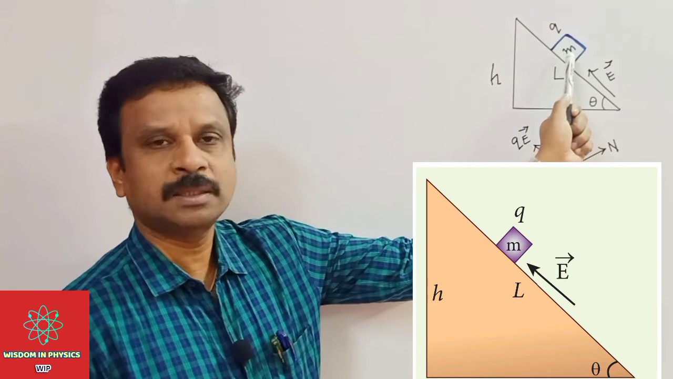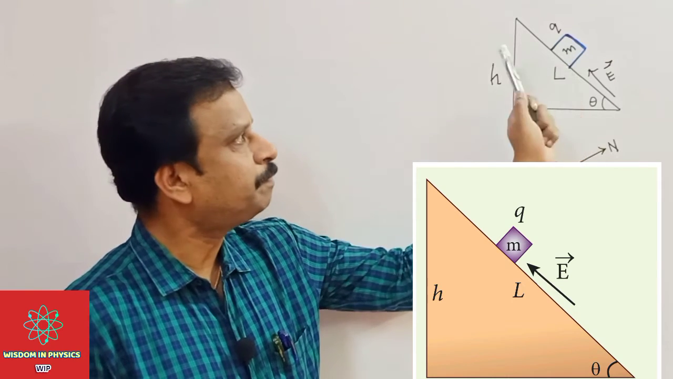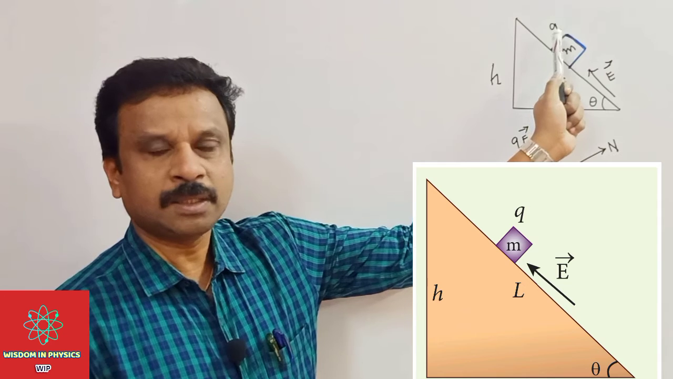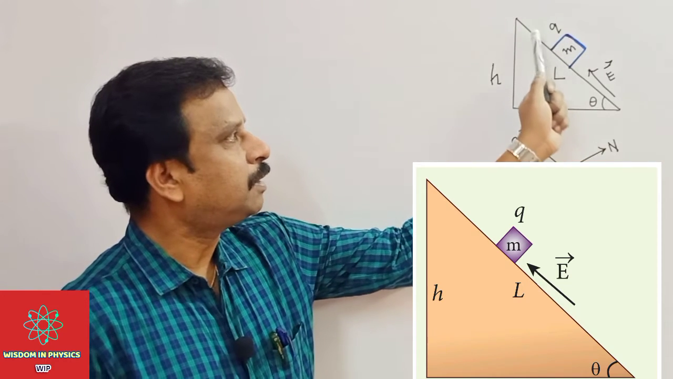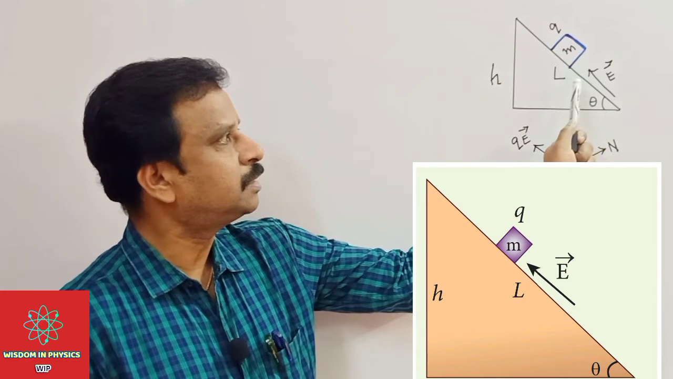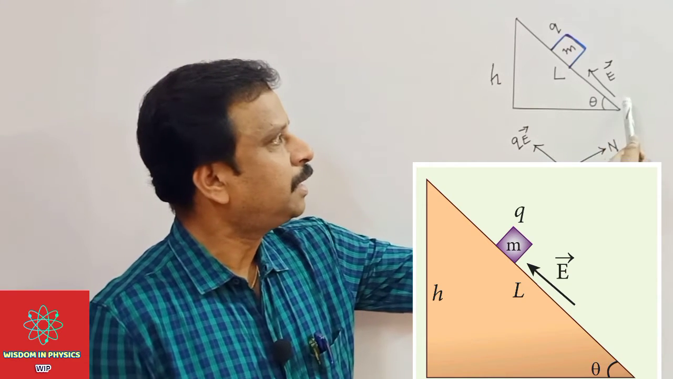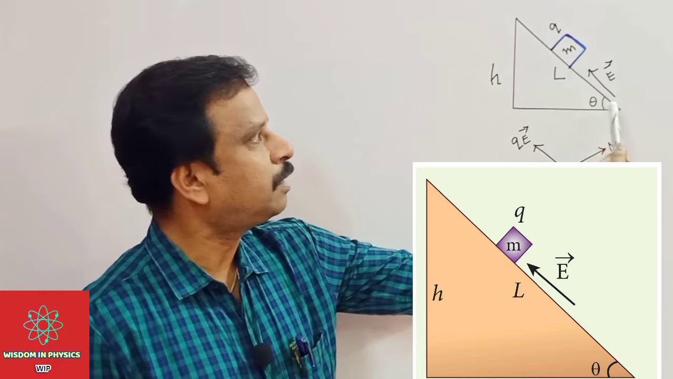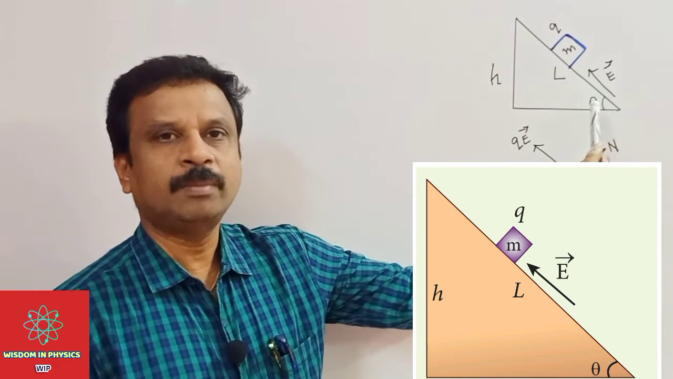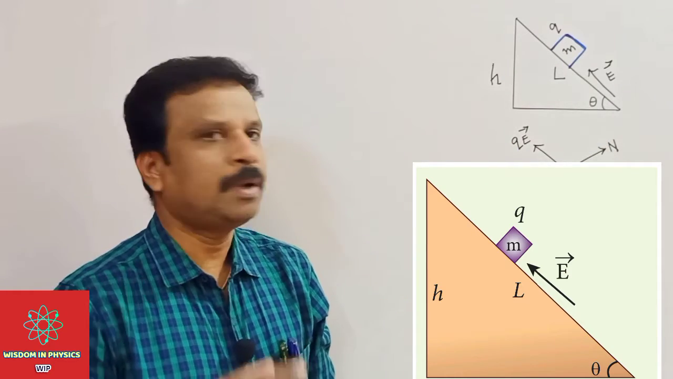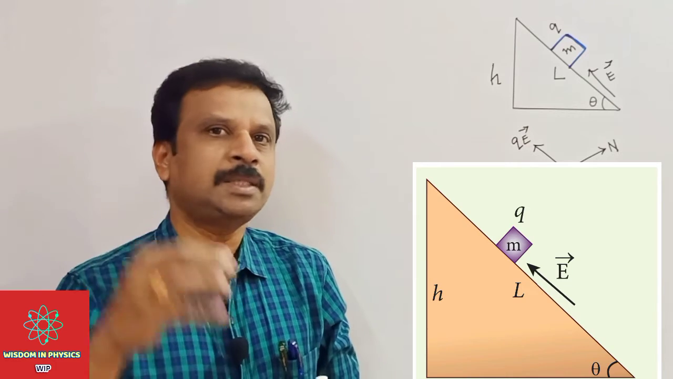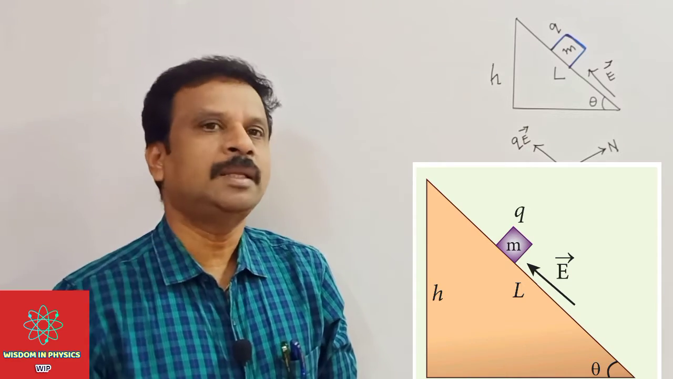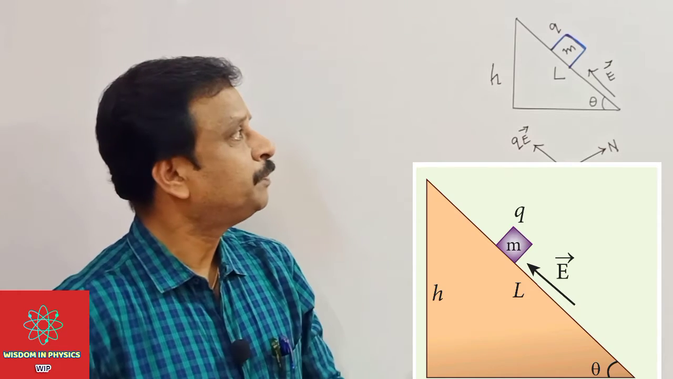We have the block of mass m which is positively charged, and it is kept on the inclined surface, and we apply electric field E vector which is parallel to the inclined surface. But what is happening there? The block is not sliding down. Normally when you have a block of mass m, it will definitely slide downwards.